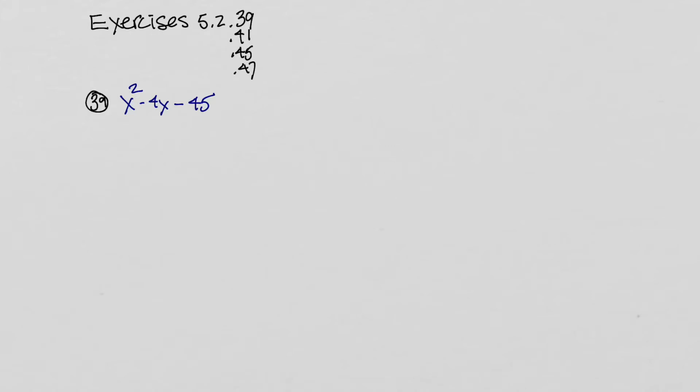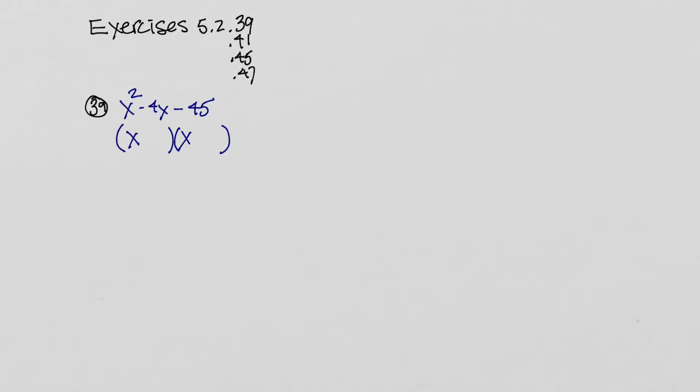Let's try to factor x squared minus 4x minus 45. So the first thing I look for is anything common all the way through, and I don't see any common factors. No numbers, no x. So let's start by writing our two sets of parentheses, anticipating we can do this. And we'll start with an x and an x, right? The first and the first, that'll give us x squared.